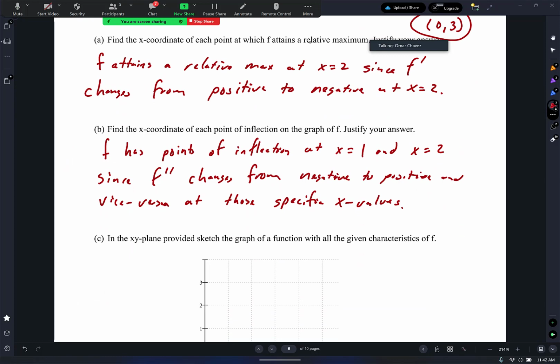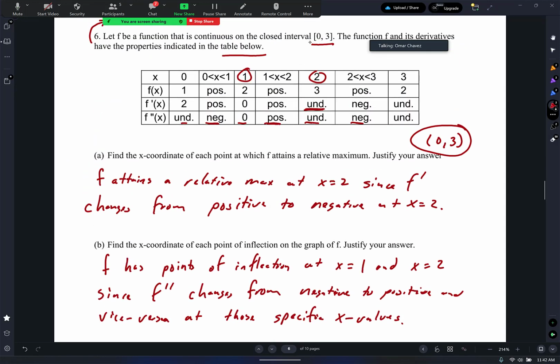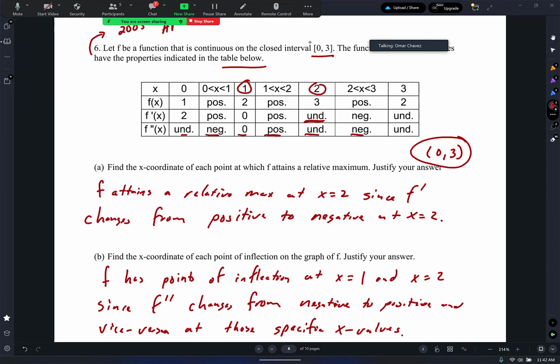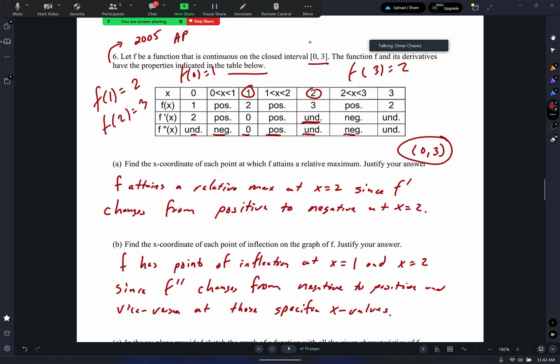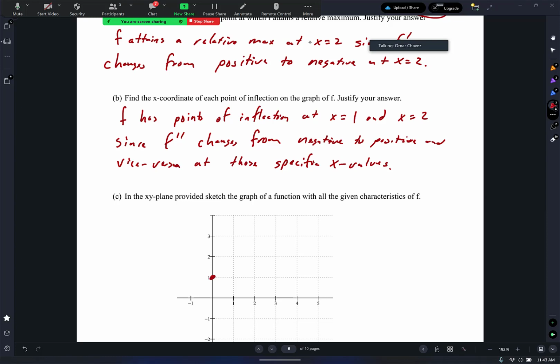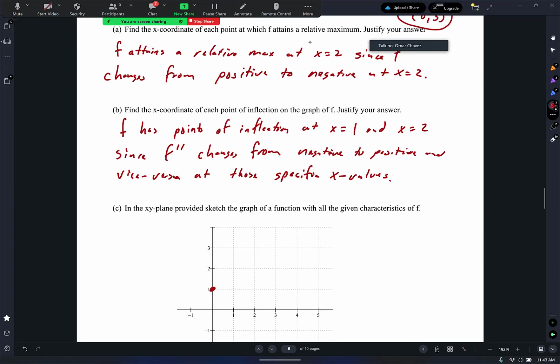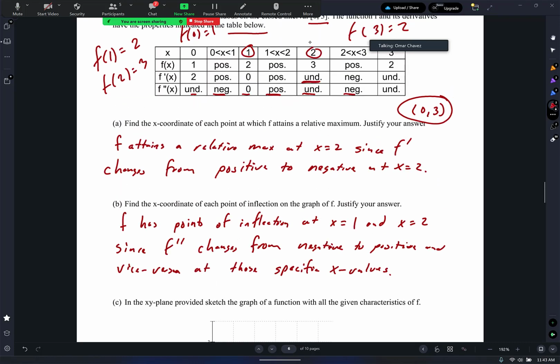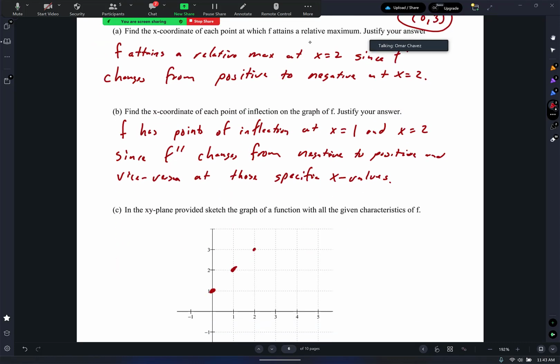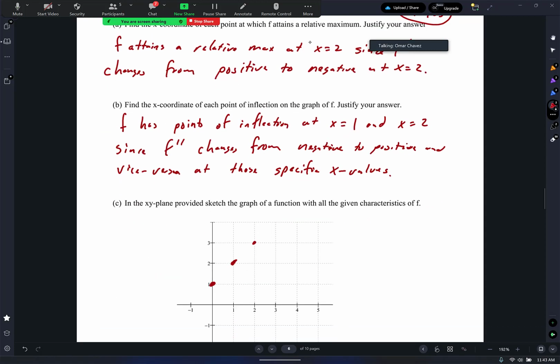All right, now we're going to sketch. So let's see. First, plot the points they give you. I have a point that tells me that f of 1 equals 2, f of 2 equals 3, f of 0 equals 1, and f of 3 equals 2. So plot all those points. 0, 1 point. 1, 2 point. 2, 3 point. And then 3, 2 point. So there it is. I plot the points first.